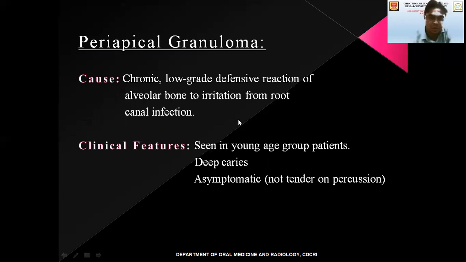Then is periapical granuloma. The cause is the chronic low-grade defensive reaction of alveolar bone to irritation from the root canal infection. Clinical features are it is seen in young age group patients. Patient will have deep caries and it will be asymptomatic. It will be non-tender on the percussion.